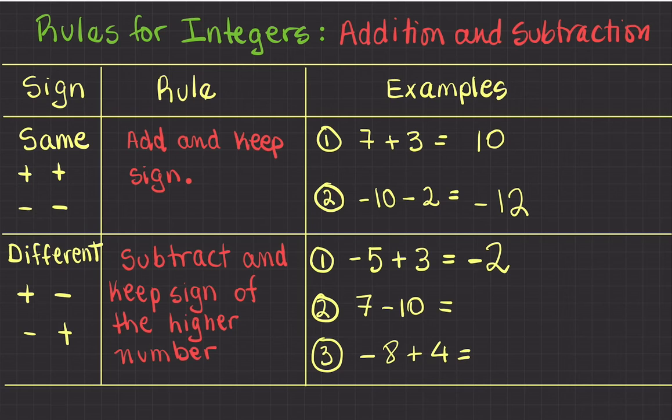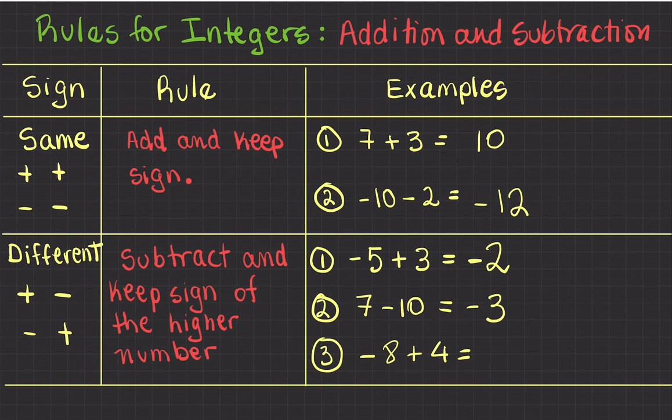Let's see this next example. Example number 2. A positive and a negative, so different signs. So that means I need to subtract. The difference between 7 and 10 is 3. And then keep the sign of the higher number. The sign of the higher number is this negative here. So my answer is negative 3.